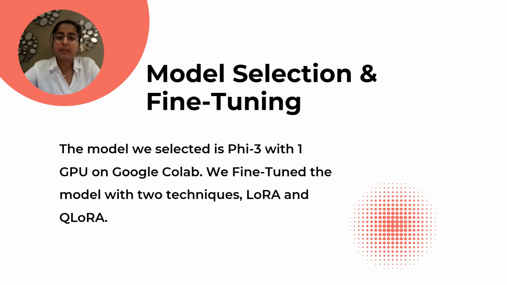Fine-tuning for precision. We've employed two advanced techniques to optimize Phi3 for our specific use case. LoRA, low-rank adaptation. This method efficiently adapts the pre-trained model by introducing trainable rank decomposition matrices. QLoRA, quantized low-rank adaptation, an extension of LoRA. QLoRA uses quantization to reduce memory usage, allowing us to fine-tune larger models on more accessible hardware. In our case, we've run our model on Labs GPU.